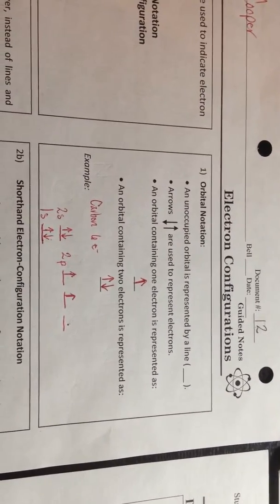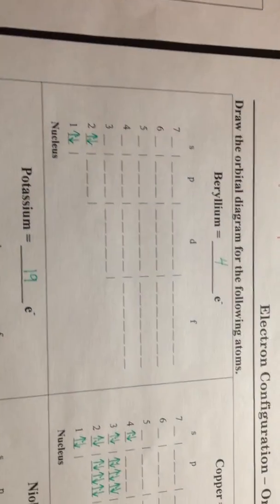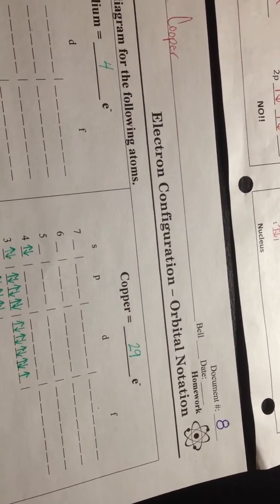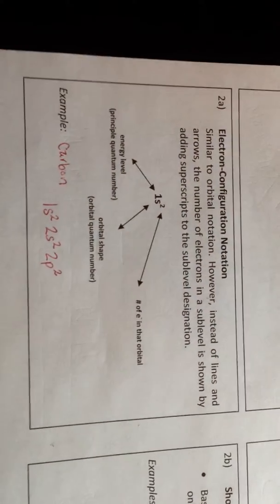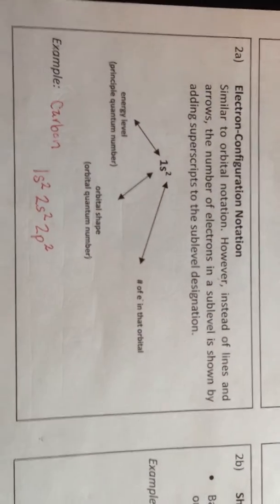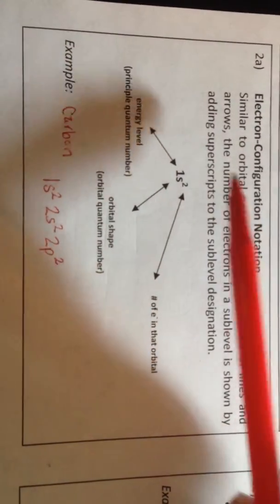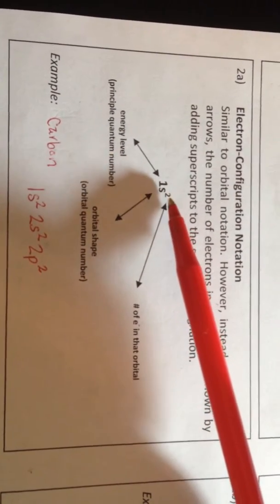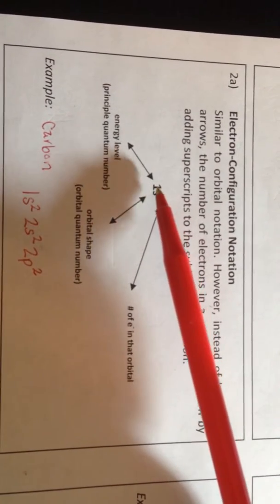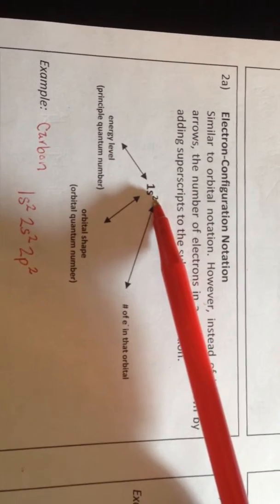Okay, in this next video, we are going to take these orbital diagrams from our homework document number 8, and we're going to transform them into this simplified electron configuration notation. So again, just to review, in electron configuration notation, you still list the energy level and the orbital shape, but instead of drawing the lines and all the arrows, we're going to count up the electrons that are in this orbital and place that number here as a superscript.